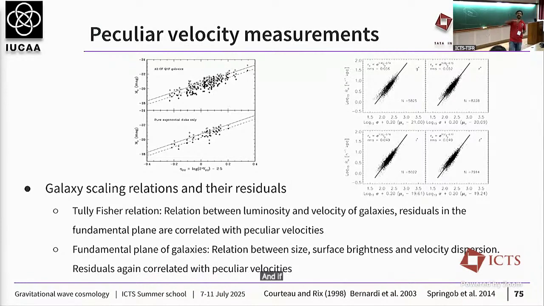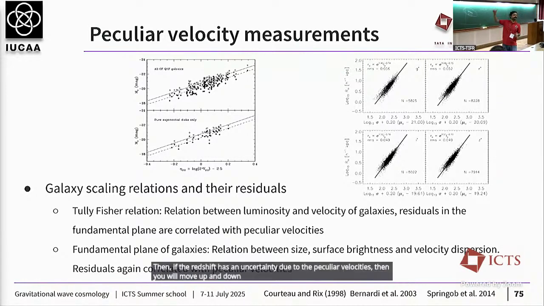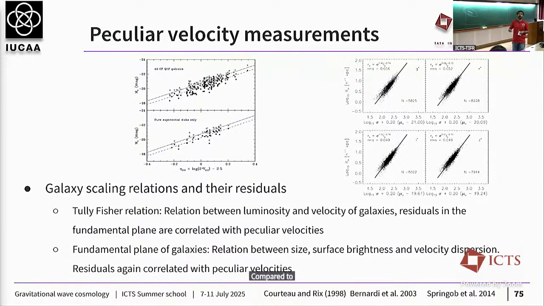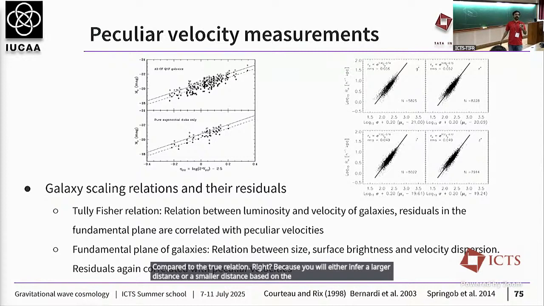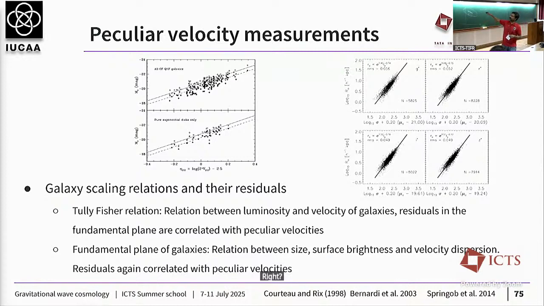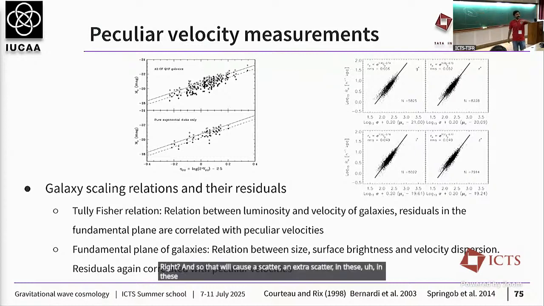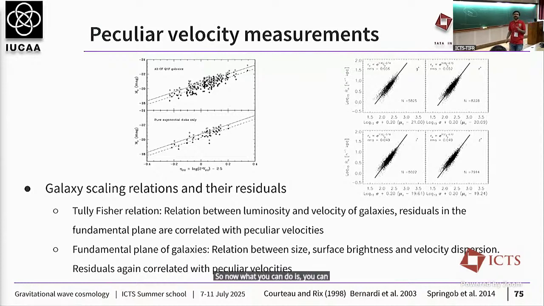And if the distance is coming from the redshift itself and a cosmological model, then if the redshift has an uncertainty due to the peculiar velocities, then you will move up and down compared to the true relation. Because you will either infer a larger distance or a smaller distance based on the redshift that you have measured. And so that will cause an extra scatter in these magnitudes.